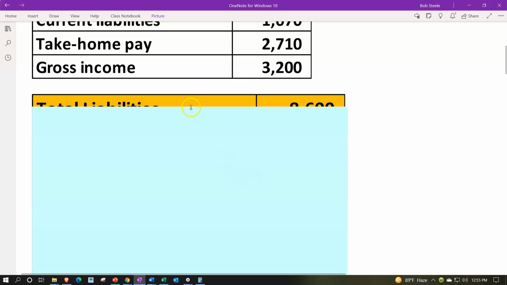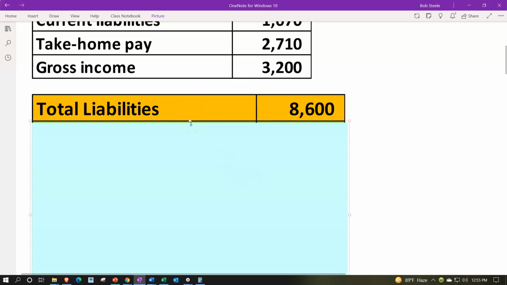We're going to first color code it using our normal color coding: the green being our assets, orange being the liabilities, and then blue being the income statement and equity or net worth calculations. So first we have the total liabilities.